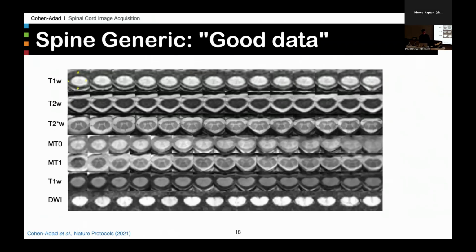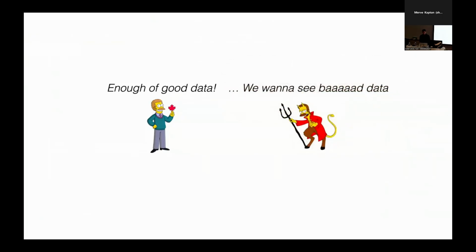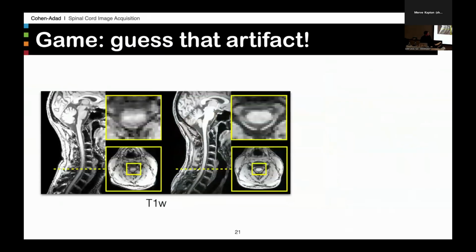Okay, so it's a bit boring to always look at nice data, because that's always the thing that people show in publications and in conferences. And what I'm really interested in always is, I want to see artifacts. That's really what excites me, because there is room for improvement. If the data is perfect, then my job is done. So we're going to play a game here. You're all going to participate. Some of you might know about this artifact game that is happening every year at ISMRM, and we're going to play that game now. So don't be shy.